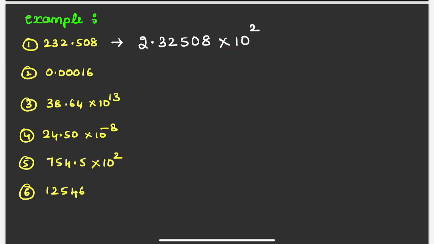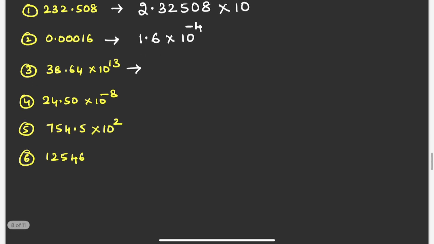So second example. 1.6 into 10 to the power of. Now I have shifted the point here. 1, 2, 3, 4. So 4 places I have shifted. Whether it is positive or negative sign: I am shifting the decimal towards the right. If it is towards the right, negative sign you have to write. So it will be minus 4.